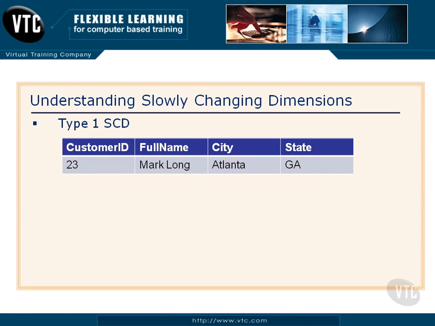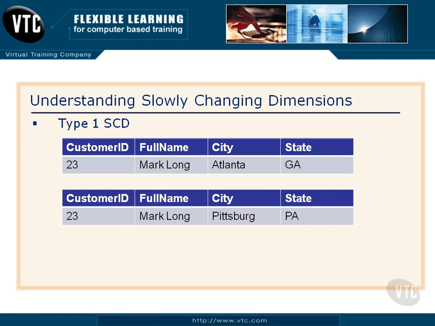Notice here's my dimension table, and I've simplified this way down for you, okay? This dimension table has 4 columns in it right now: customer ID, full name, city, and state. And I only have 1 row in here to make it even easier for you, okay? Notice, customer ID is 23, full name's Mark Long. I'm in Atlanta, Georgia. Well, this would be, say, the customer dimension. Not a lot of data here, but bear with me.